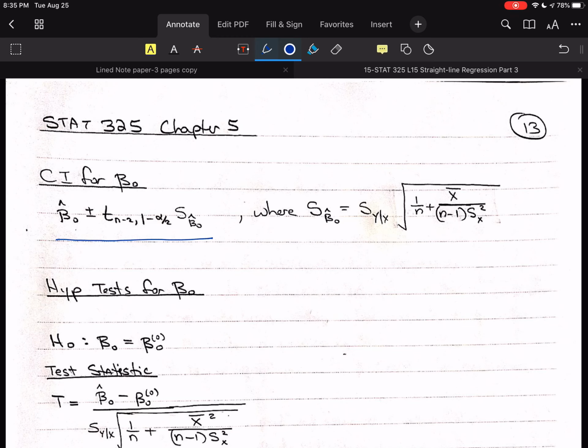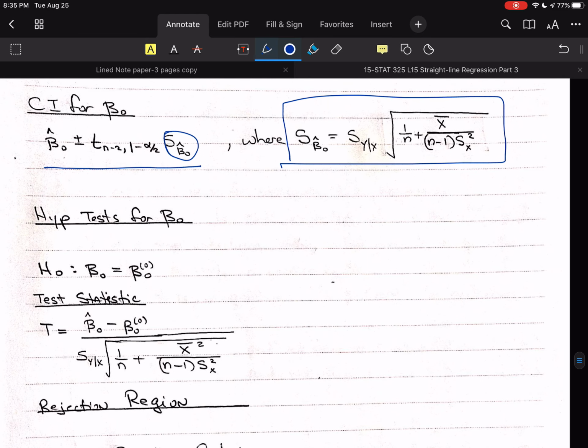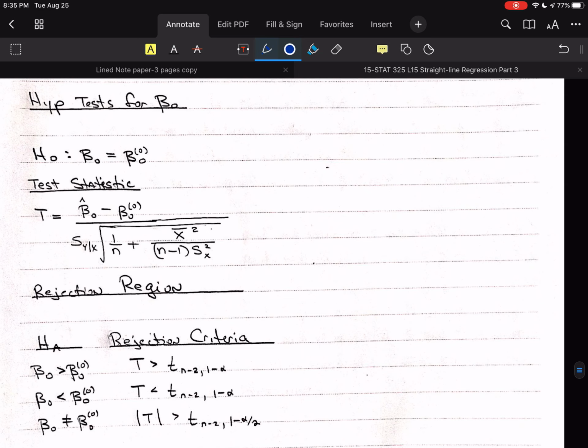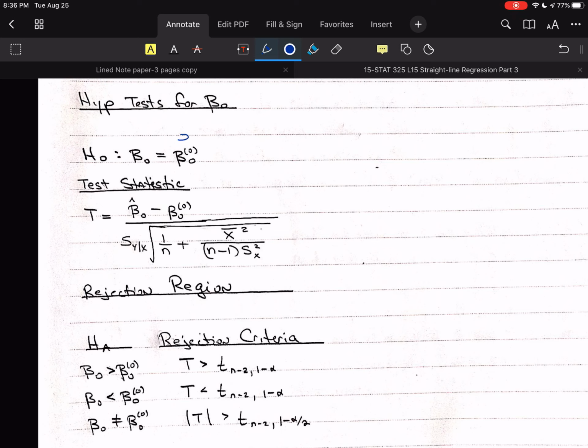Again, it's the same format, but now we have S sub beta naught hat instead of S sub beta 1 hat. And of course, that is given by this expression here, where we take the square root of the variance. And the t statistic is the same, though. Okay. Now, the hypothesis test, again, we're looking to see if the intercept is equal to some value, and a lot of times we're interested in whether this is 0, this hypothesized value. That's what this complicated looking notation stands for, is a hypothesized value.